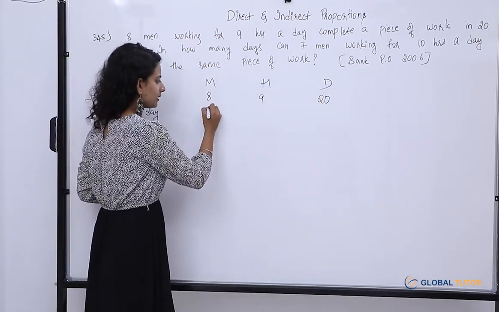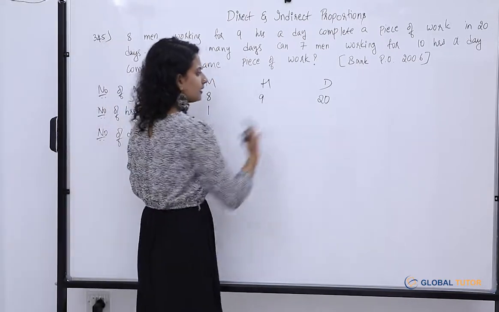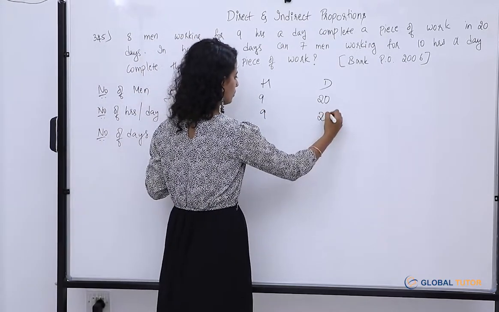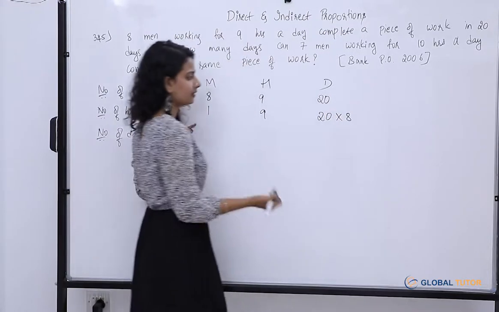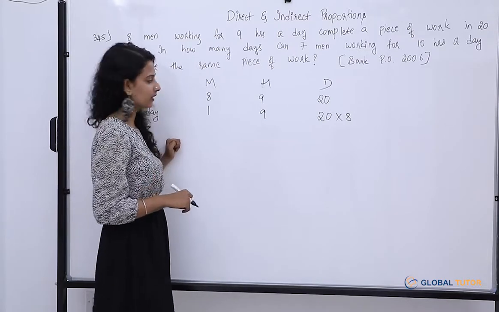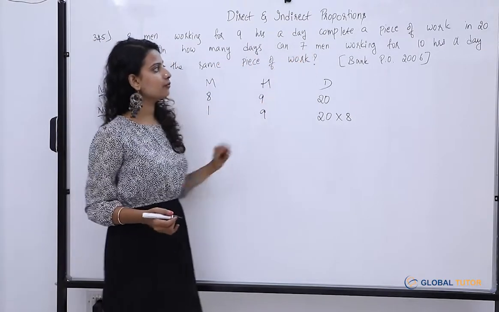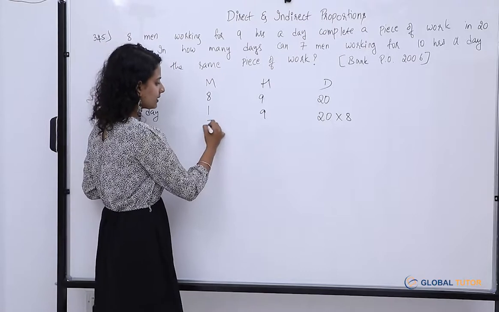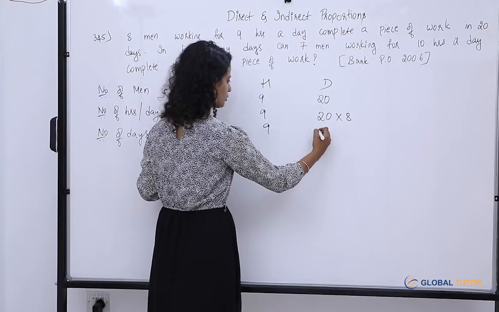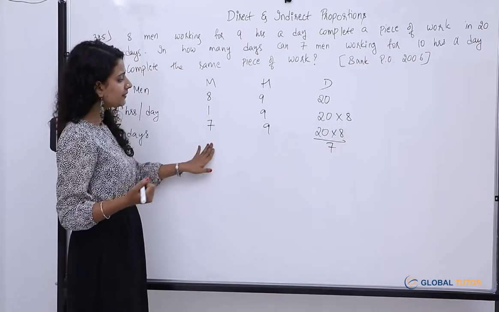What happens if the number of men are decreased? Then the number of days will increase because it is indirectly proportional to each other. So we will multiply, right? When it is increasing, we have to multiply. When it is decreasing, we have to divide. Now they mention there will be 7 men working. So if you increase the number of men to 7, then number of days will decrease. So you write it as 20 into 8 divided by 7. We have 7 men now.